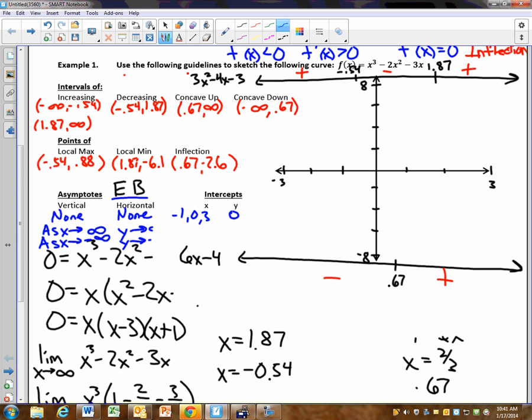So I can plot all those. -1, 0, 3. We have a max right there. And about there's my min, my inflection. Right about there.